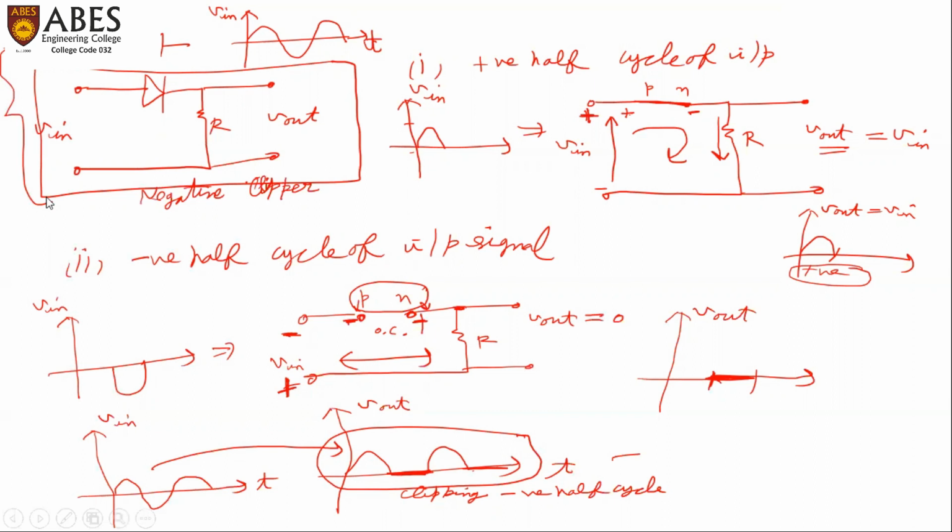And if we want to make a positive clipper, just the direction of the diode will be reversed, and we can easily analyze in the opposite manner that this circuit will behave as a positive clipper. So this is how we define positive and negative series clippers. In this lecture we have talked about only the positive and negative series clippers. In the next session we will talk about the shunt clippers.